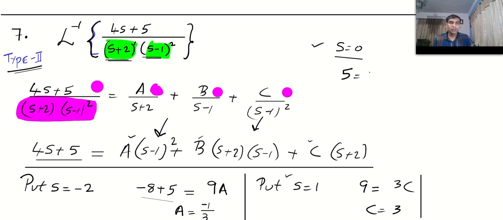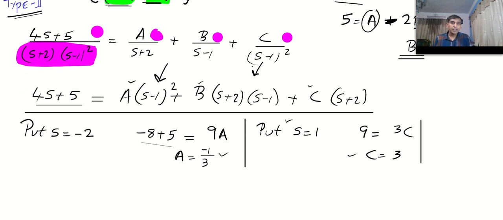0 minus 1 the whole square, that will be a itself, plus 2 into minus 1, that will be minus 2b, and then 0 plus 2, that will be 2c. Now what you do is you plug in the values of a and c and find the value of b, because we already know a and c. Anyway, you can try that yourself, and at the last you have to take Laplace inverse. The method is similar. You find a, b, c and find the Laplace inverse.